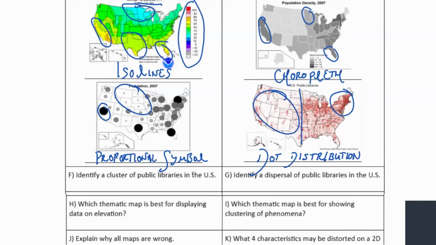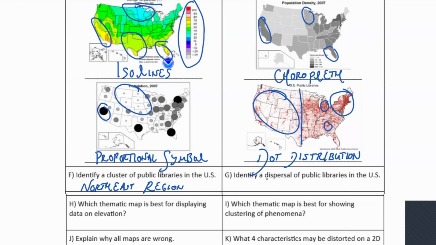And so F and G are using this map here, and I've kind of already answered these. F, identify a cluster of public libraries in the US. And so the easiest one I would say of where a cluster is, you could say New England, or you could say the northeastern region. And a cluster is just where things are concentrated together. Where are libraries in the United States concentrated? You could say even just eastern United States, the Northeast is what I would say. You could say northern Georgia if you wanted to get pretty specific as well. You could say southern Michigan, whatever floats your boat.